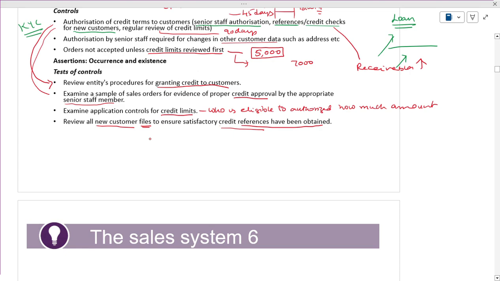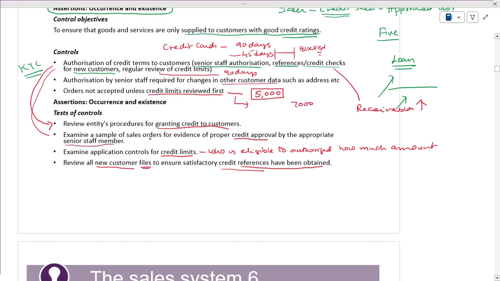Because once you are in the system, what will happen? The process will continue, and after every frequency it will be reviewed. Okay, orders accepted unless credit limits are waived, where it has been given, to ensure credit references are obtained. Orders not accepted unless credit limits are first authorized, by new staff or changes in customer data such as address. They have integrated with unless credit limits are reviewed first. Okay, fine. These are the controls.